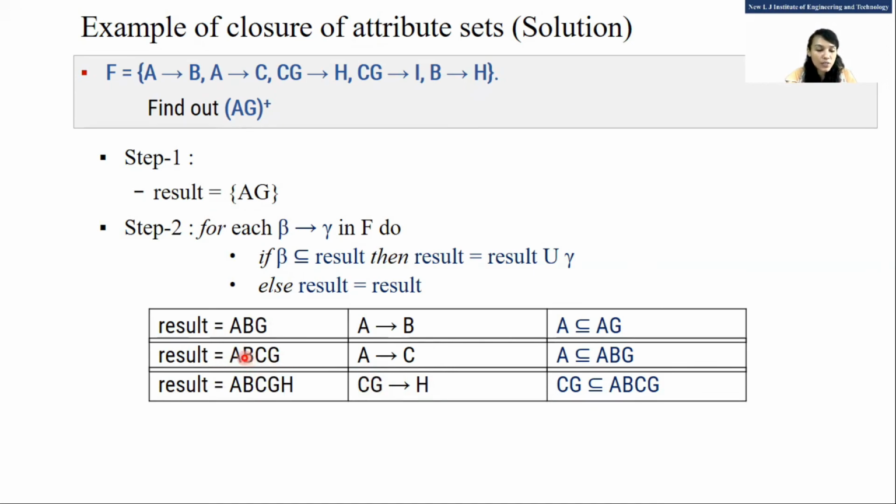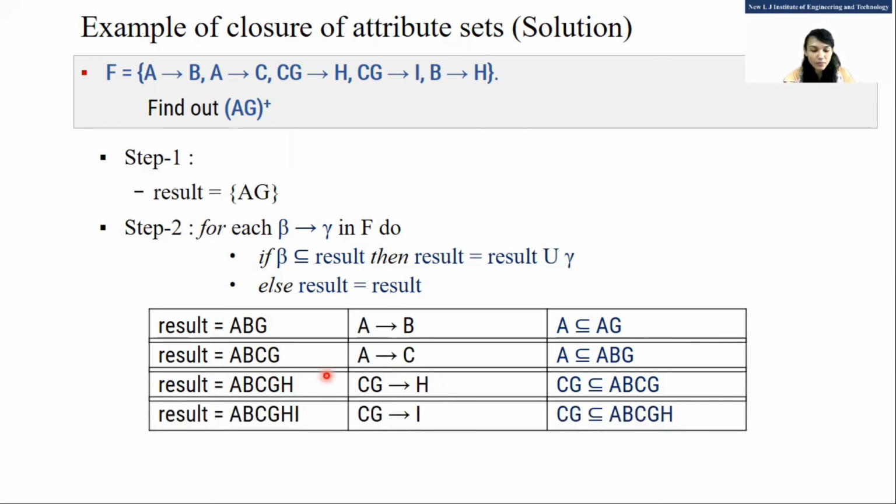So now what we have to check, you can check the second row. In the second row we have A, B, C, G. Now you have to check what kind of attributes you can get using A, B, C, and G. So here we have CG determines H. It will directly imply to the result. So now we have A, B, C, G, H. Then after that we have CG determines I. So now I can also be determined with this pair. So now we will get A, B, C, G, H, I.